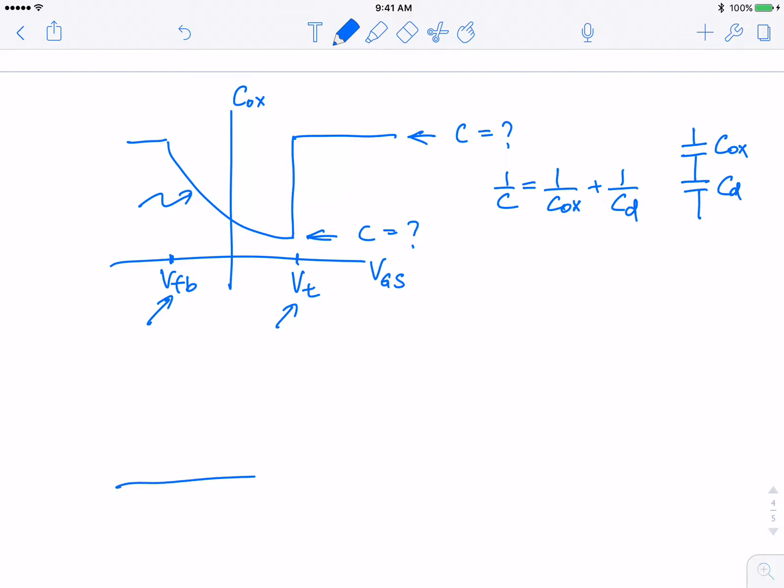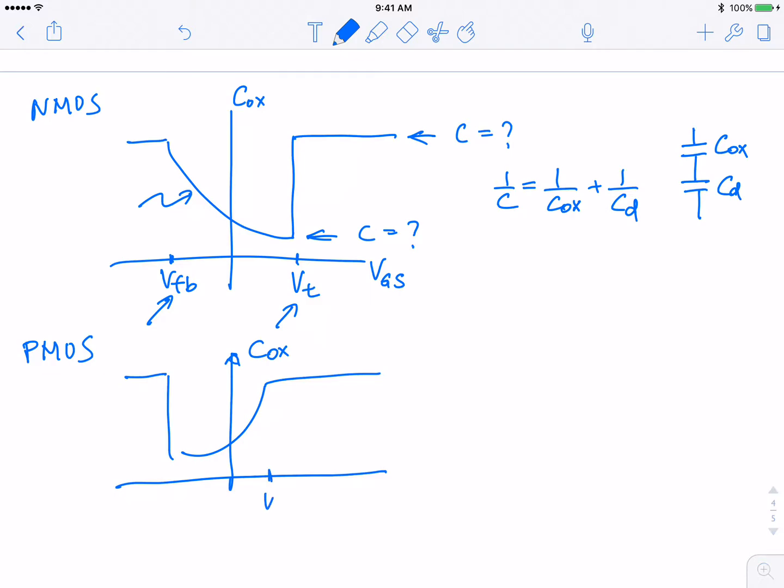This is NMOS, and for PMOS it's kind of the opposite. We did not specifically talk about PMOS, but it basically has a shape like this. Somewhere here is the P version of the flat band voltage, and this is VTP. Usually it's negative. This is VTN. And likewise, there's a Cox here. It has a very similar functional form.